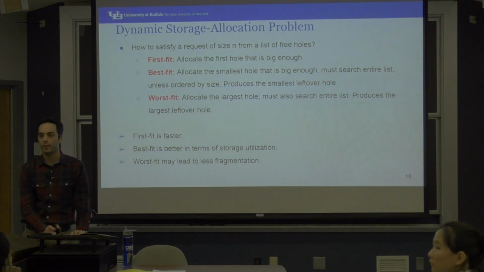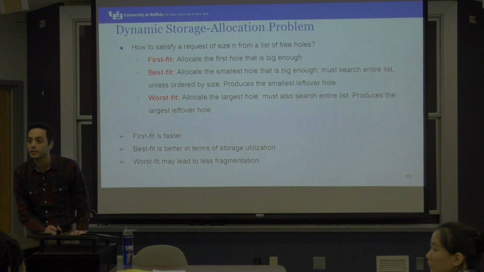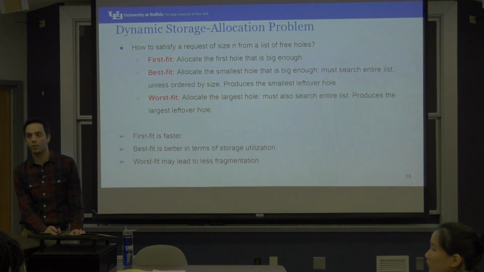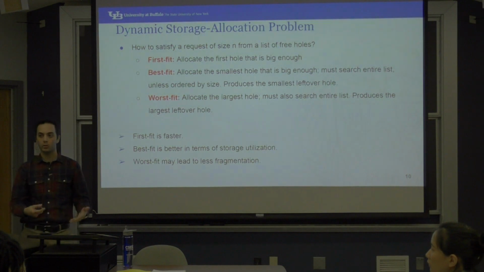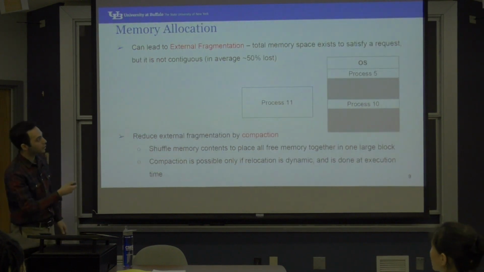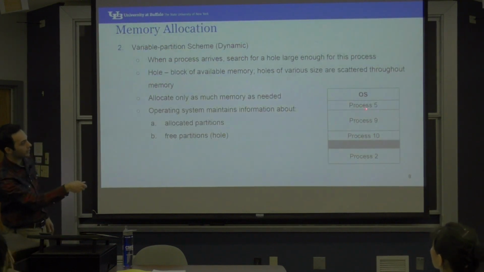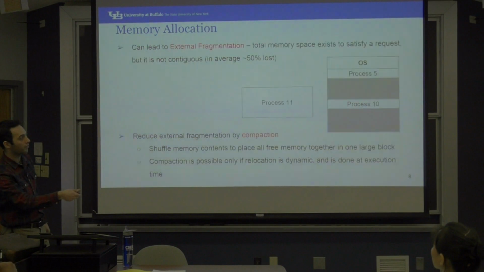Yes? Why is this not sequential? What's that? Why is it not sequential? Because processes come and go. Right? So when a process goes, then it will leave memory. So that's a good question. But so this example is like this, right? Process 5, 9, 10, and 2. Now what if process 9 finishes? It will leave and then it will free up its memory. So now we're going to use that.